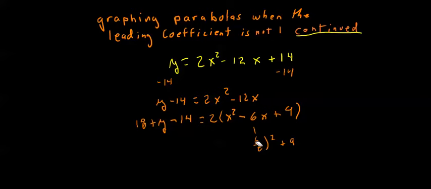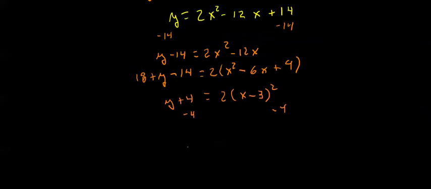Now, we factor. And I have 2 times x minus 3 squared. And over here I have y plus 4. Subtract 4 from both sides, and I end up with y equals 2 times the quantity x minus 3 squared minus 4. And now, hopefully, after yesterday, we can graph this.